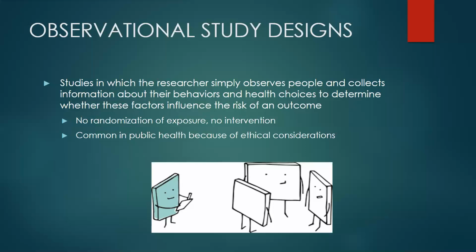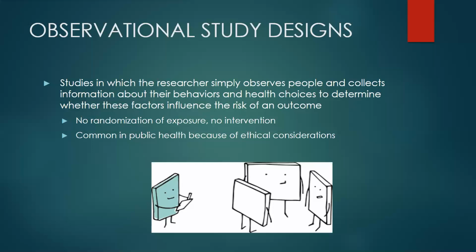Experimental studies are the other option. So that is where we as researchers are intervening. We are determining what people are exposed to and not exposed to, and then following them forward to see who develops disease and who doesn't, and make a comparison. Typically, experimental evidence is considered the strongest level of evidence. And certainly in a well-designed randomized trial, that is the case.